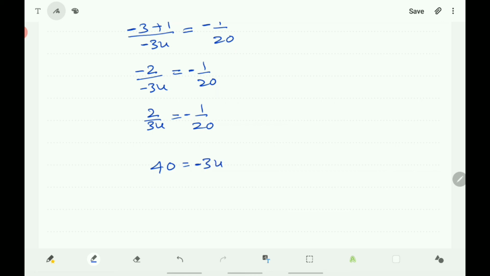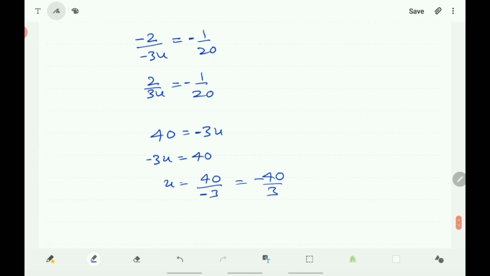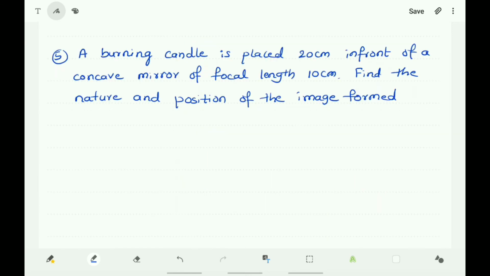2 into 20 is equals to minus 1 into 3u. So minus 3u is equals to 40. u is equals to 40 by minus 3, that is nothing but minus 40 by 3. So we'll get minus 13.33 centimeter. So these are the two places.